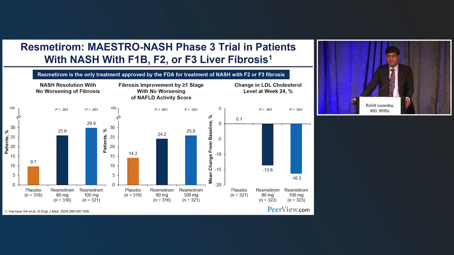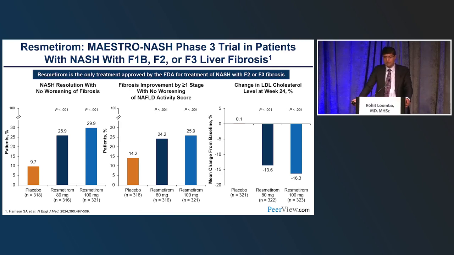This is the data related to the MAESTRO-NASH phase 3 Subpart H, or 1-year treatment, assessment. To the left, I'm showing you NASH resolution with no worsening of fibrosis, with approximately 30% of patients on resmetirom 100 milligrams compared to 26% on 80 milligrams, versus 9.7% on placebo.